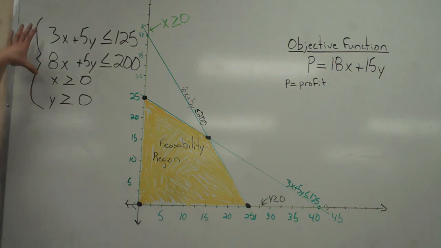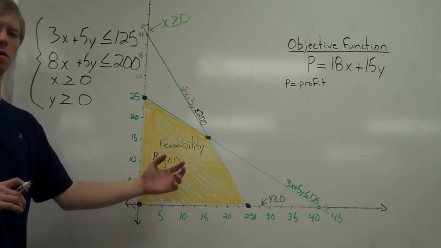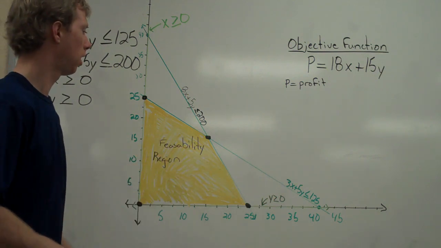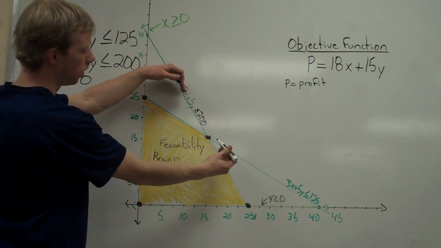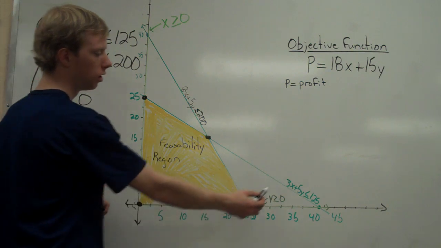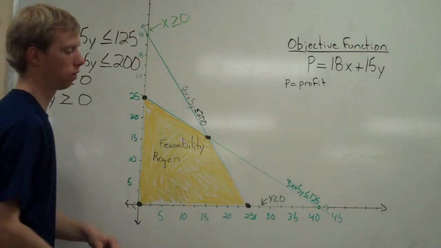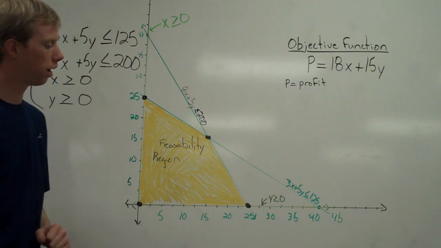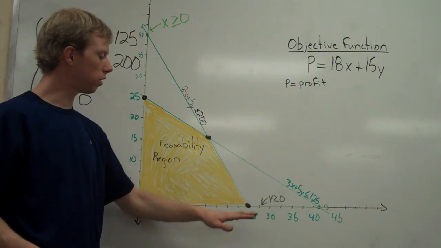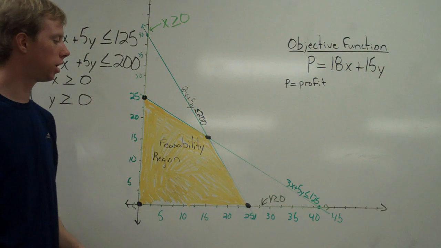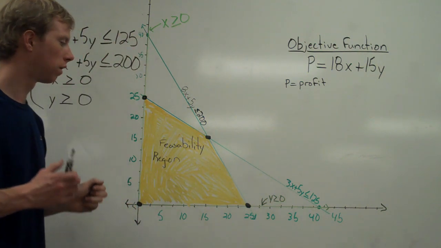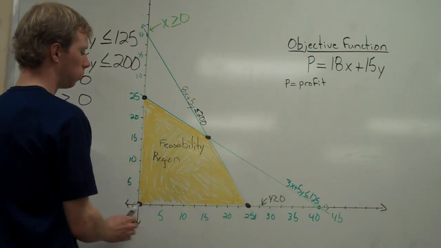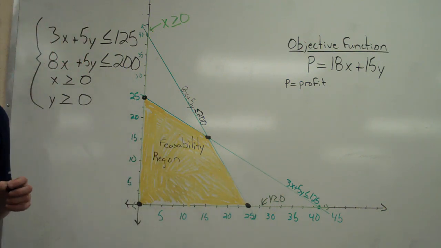Okay, so now, once we have our system of inequalities graphed, and our feasibility region shaded in, I've graphed 4 lines. I've got 8x plus 5y is less than 200. I needed to shade under that. 3x plus 5y is less than 125. I shaded under that. y is greater than or equal to 0. I shaded above that. And x is greater than or equal to 0. We shaded this way. When we shade all 4 lines, we come up with this feasibility region in yellow.